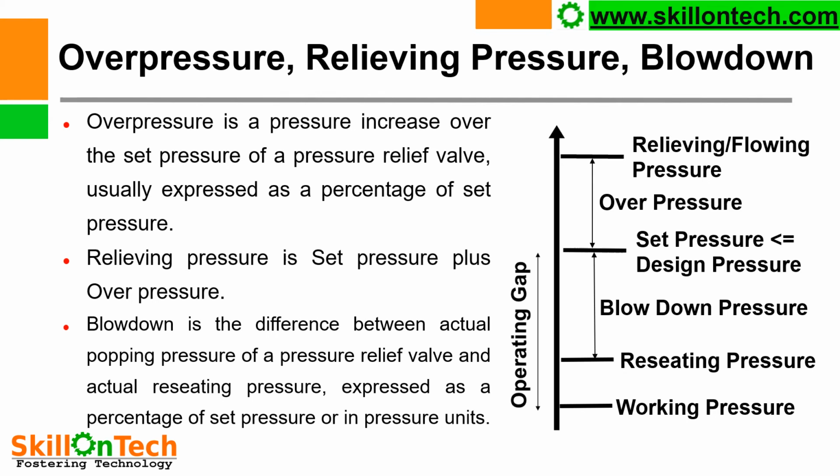Blow down is the difference between actual popping pressure of a pressure relief valve and actual reseating pressure, expressed as a percentage of set pressure or in a pressure unit. Generally, the blow down is 3 to 5%. So you can see in this picture, this is the operating gap. Here it is the set pressure. This is the blow down, this much, 3 to 5%. This is the reset pressure. Reset pressure is the pressure where the disc will again come back to the seat and close the valve, and stop relieving overpressure.